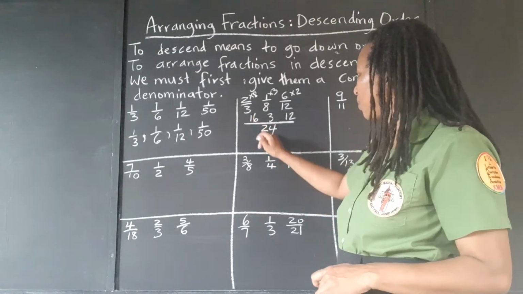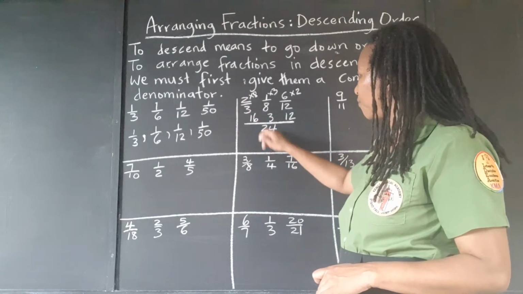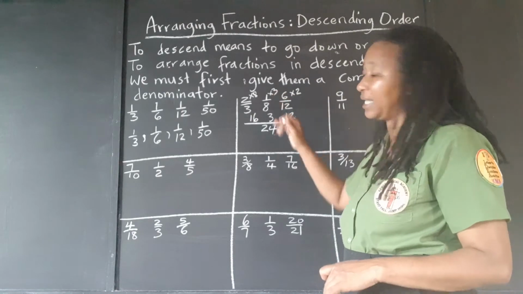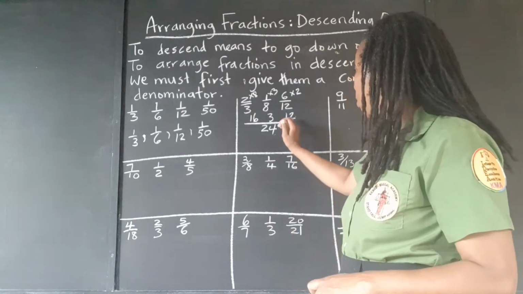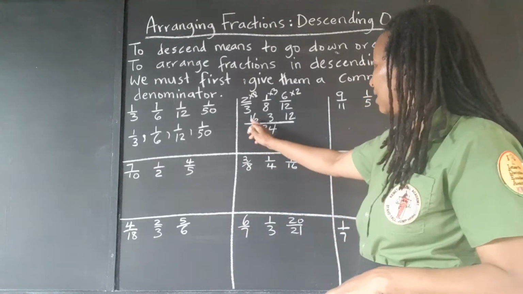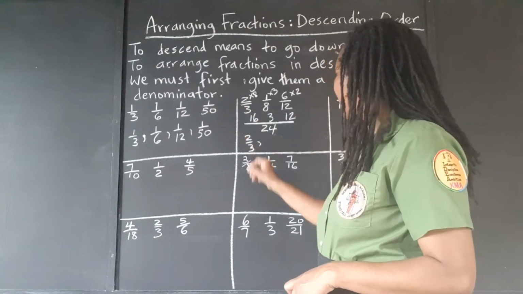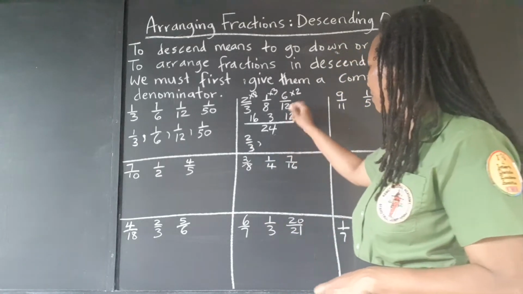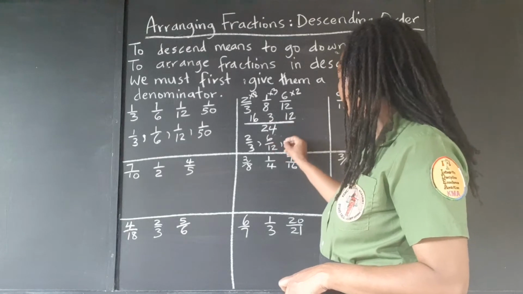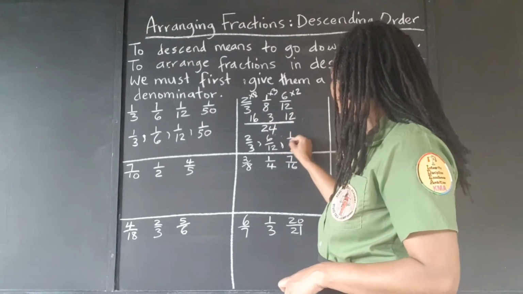So 16/24 is equivalent to 2/3, 3/24 is equivalent to 1/8, and 12/24 is equivalent to 6/12. Looking at them now, we can see that the biggest fraction is the 16/24, which is 2/3. Next in line is the 12/24, which is the 6/12, and the smallest is the 3/24, or the 1/8.